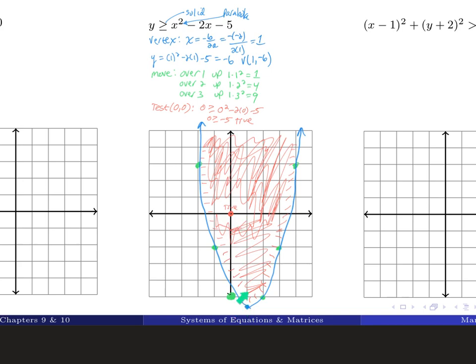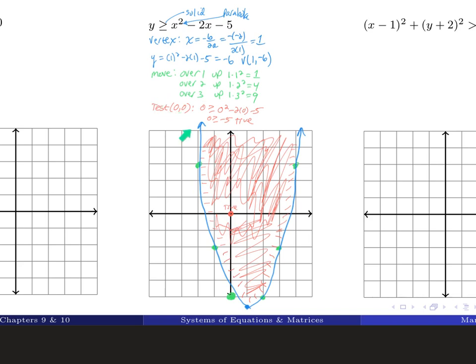Over 1, down 6. For quadratics that have a coefficient of 1 in front of x squared, it's over 1, up 1 times 1 squared, over 2, up 1 times 2 squared, and over 3, up 1 times 3 squared. These 1s are because the coefficient in front of x squared is 1, and then the pattern is however many you move over, you square that. So I get 1, 4, 9. From the vertex, over 1 in either direction, up 1. Over 2 in either direction, up 4. And over 3 in either direction, up 9. And you get this parabola.